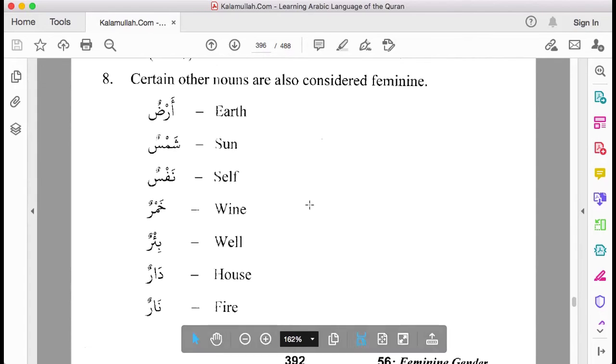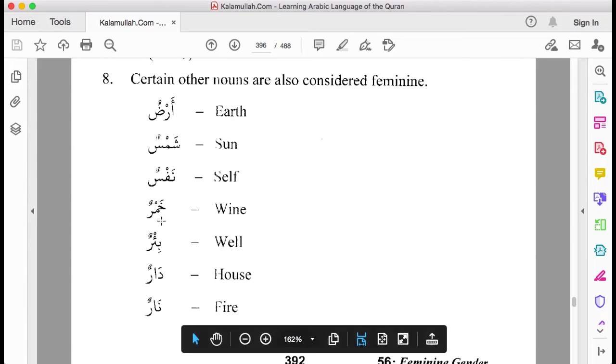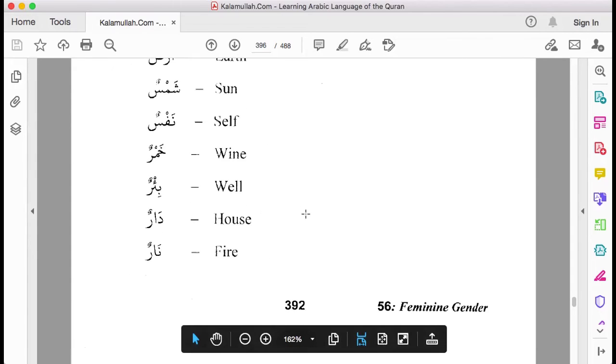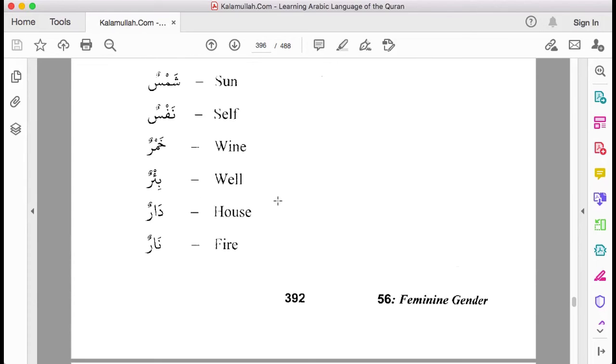Again, I would not worry too much about this. You are not going to be writing an essay, and you don't have to know this. It's just good information to know that these are some commonly feminine words. And if they don't belong in this special list, most of the words are masculine.